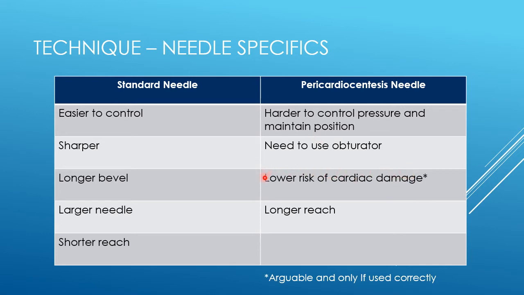You could argue that the shorter breaking depth lowers the risk of cardiac damage, but in non-expert hands that benefit is lost and it's potentially more risky. But it does definitely allow you a longer reach when you are going subcostally and there's a lot of tissue between you and the pericardial fluid.